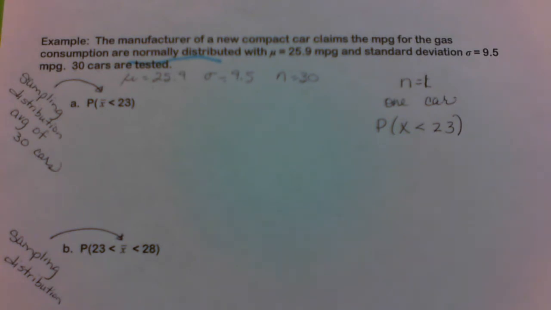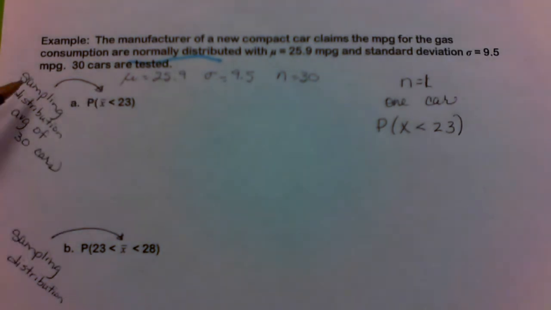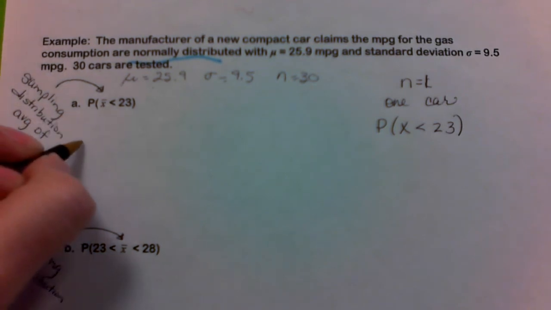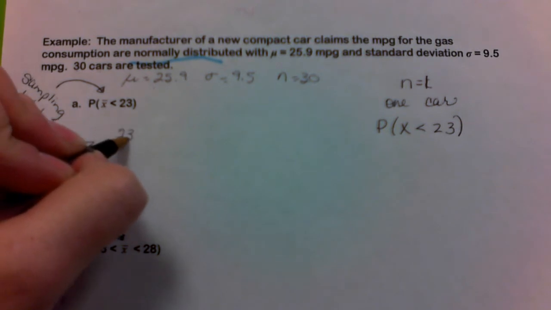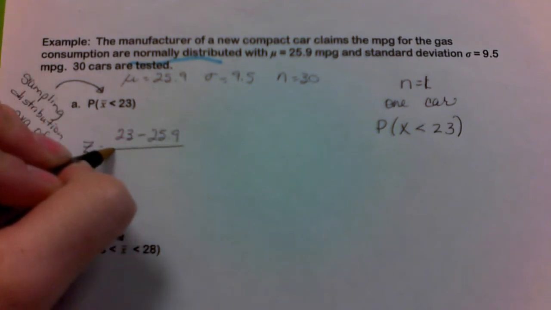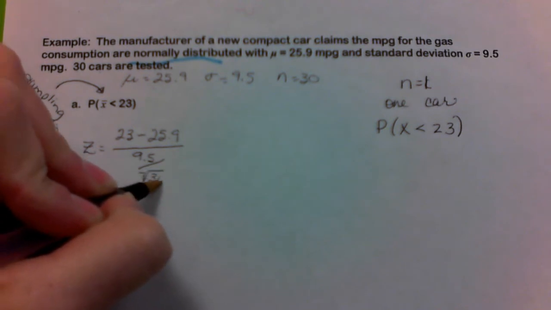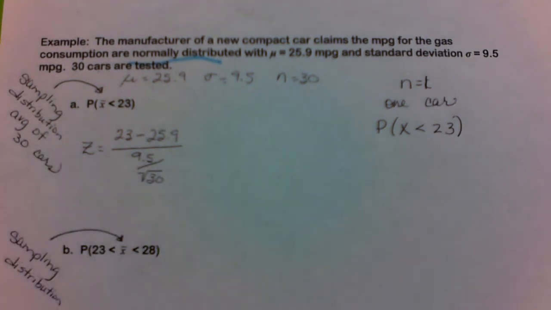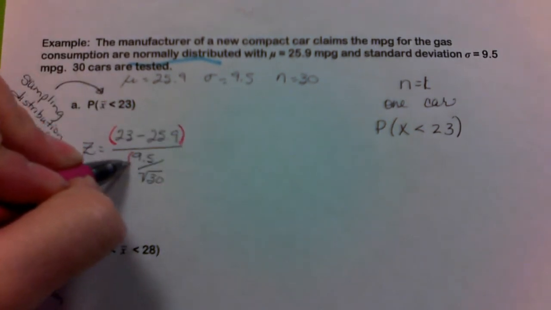N equals 30. If you'll notice over here, it says the probability that X bar. When I see that X bar, I know I'm talking about a sampling distribution. So when I go to calculate Z, I have to do X bar, 23, minus mu, 25.9, divided by sigma, 9.5 divided by the square root of 30. The reason I have to do that is because this is a sampling distribution, or X bar. Now you can put all of this into your calculator and only hit equals once. The key is knowing where to put your parentheses.